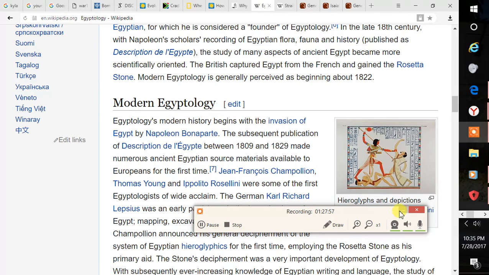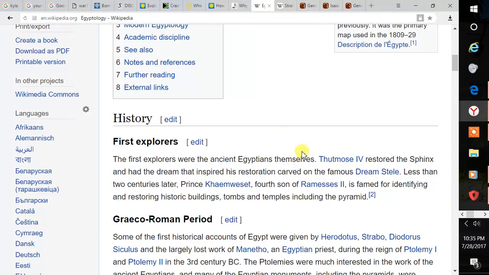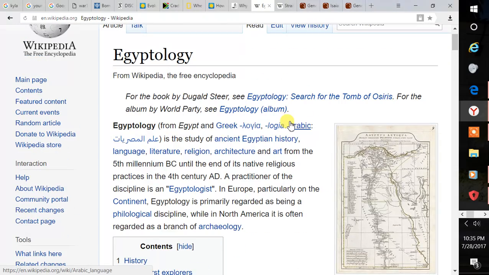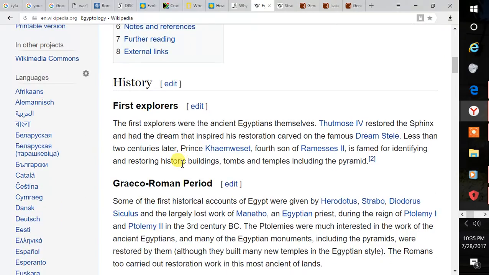So I'm at the page of Egyptology, and if we want to see what Egyptology means, you can pause the video and just Google Egyptology, and you come to a wiki page or whatever else you can find. But as usual, when you're reading anything, you should read with your brain sharp. Keep your brain always sharp. Don't read and think if it doesn't make sense. Now it says here, Egyptology is the study of ancient Egyptian history, language, literature, religion, architecture, and art from the 5th millennium BC. Now, why did the White Vatican take an interest in Egyptology?